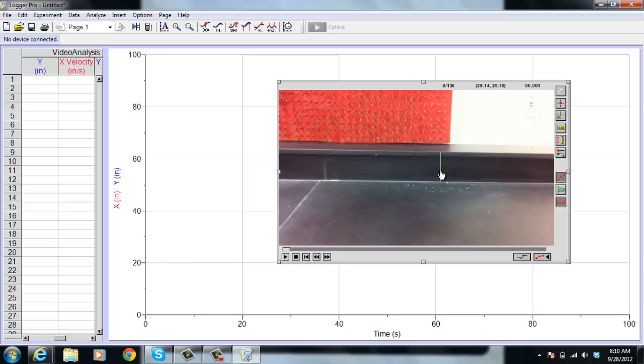Anytime anything moves this far, whether it's this way, that way, whatever direction it moves, whenever it goes this far across the screen, I know that equals 7 inches. And that's what we call setting the scale of the video. So take a second and do that if you haven't done so already.